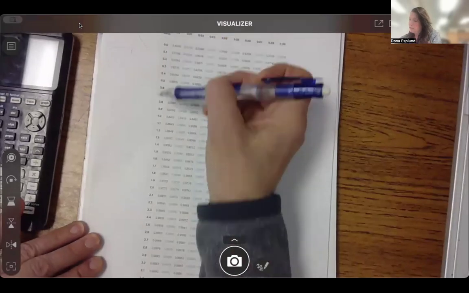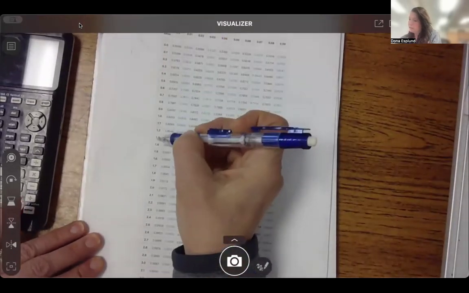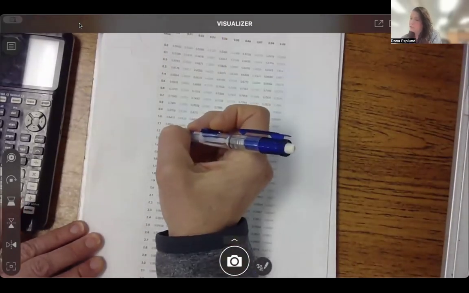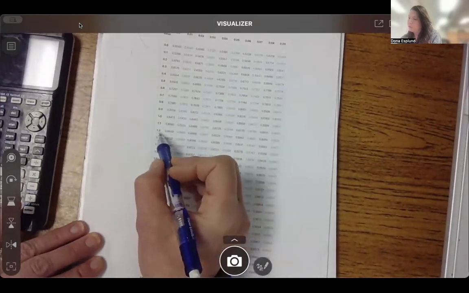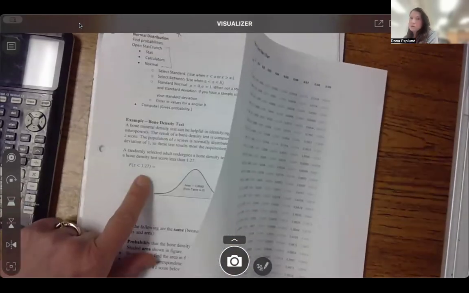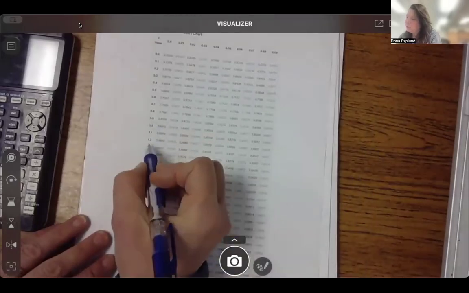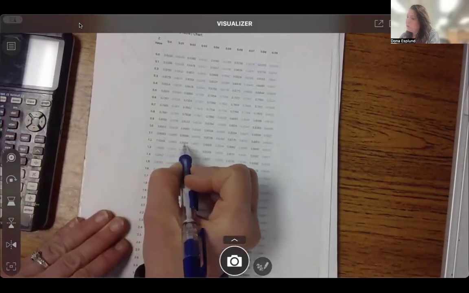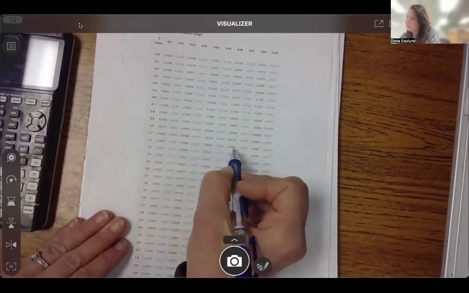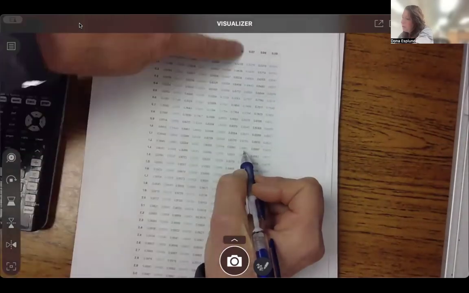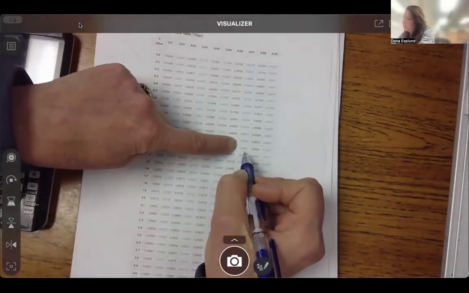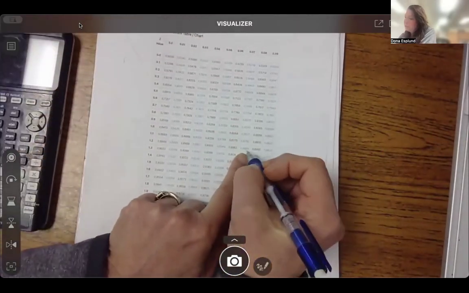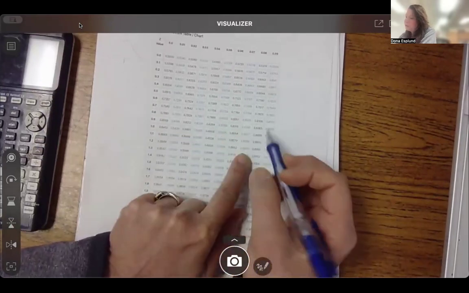This is going to be my scores. I'm going to have the first two digits, 1 and then the tenths column. So I'm looking for 1.2, but I need to have 1.27. So on the 1.2 row, I'm going to move over until I see 0.07, and this is the number that corresponds with 1.27.